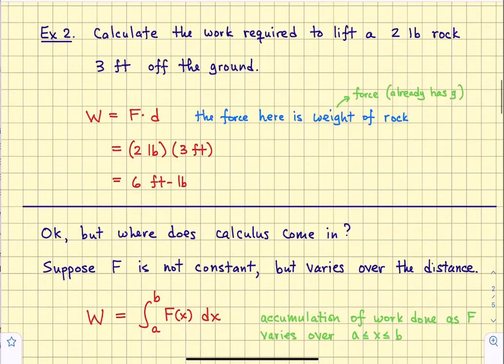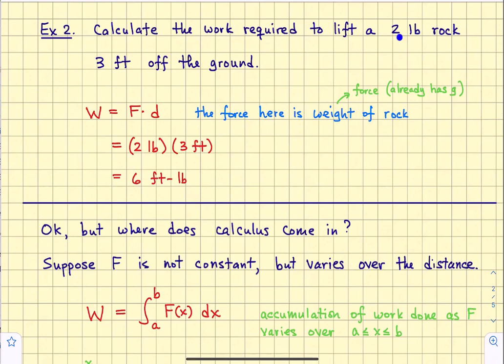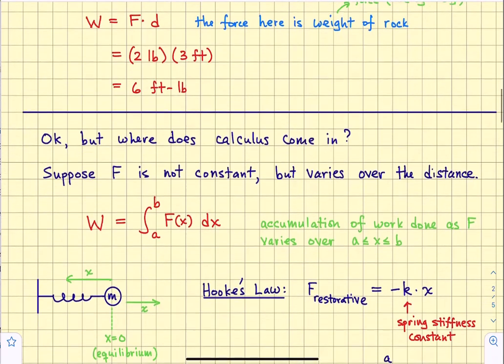As a second example, let's calculate the work required to lift a 2-pound rock 3 feet off the ground. Notice we are using British units. Again, work is force times distance, and the force here is the weight of the rock. In the British system, weight is measured in pounds, which is already a force, so it has gravitational acceleration built into it. So this is simpler in a certain sense. The force is just 2 pounds, the distance is 3 feet, so the total work required to move the rock is 6 foot-pounds.